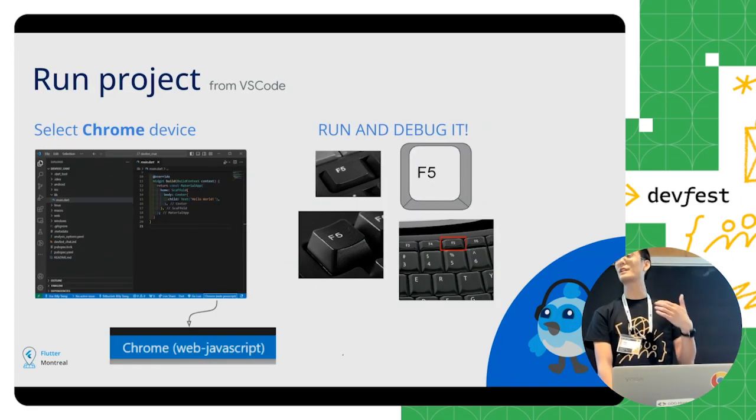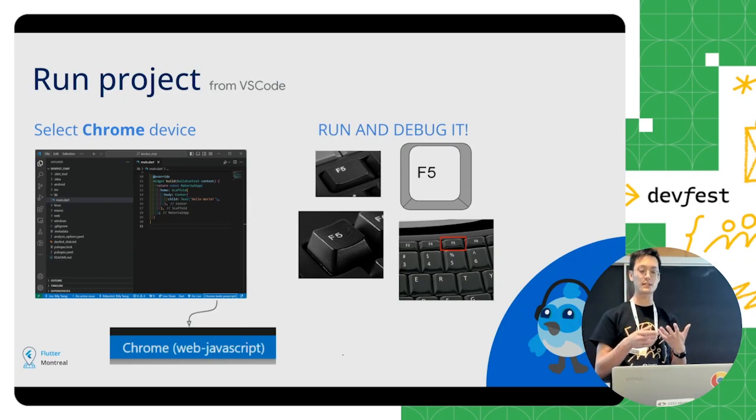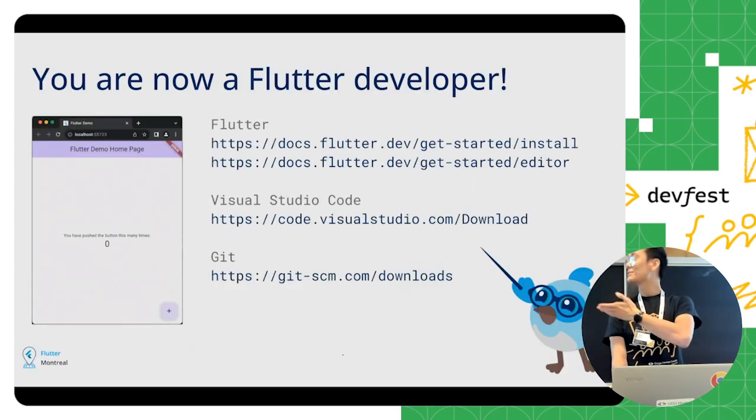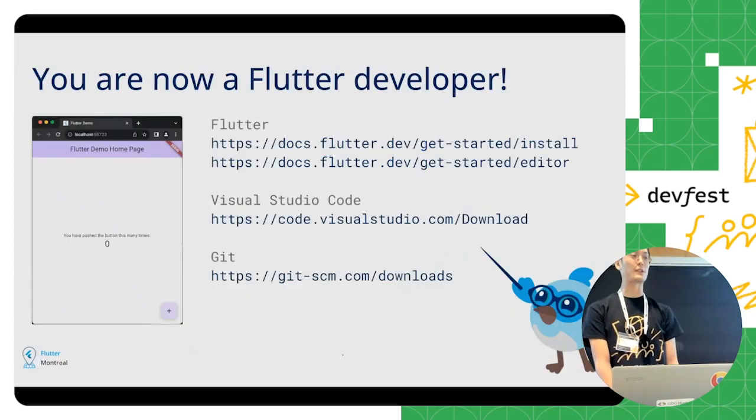So once the project is generated, just press F5. It should run. Make sure you choose Chrome, because it can run on Windows, Linux, or any devices connected. But for this one, you will need only Chrome. Don't need to install anything else. If you have this result on Chrome, you're a Flutter developer.